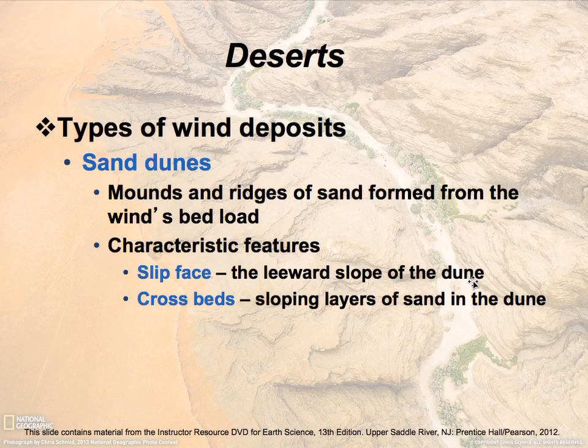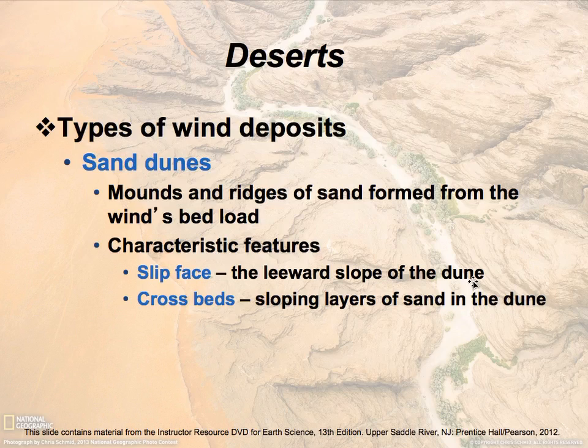Sand dunes are the other general zone of desert deposits. Sand dunes are mounds or ridges of sand formed from the bedload, that is movement of material along the land-air interface. It's not wind-blown. It's not entrained. It's not carried aloft by wind. It's bumped along the ground by wind. So it is still wind carried.